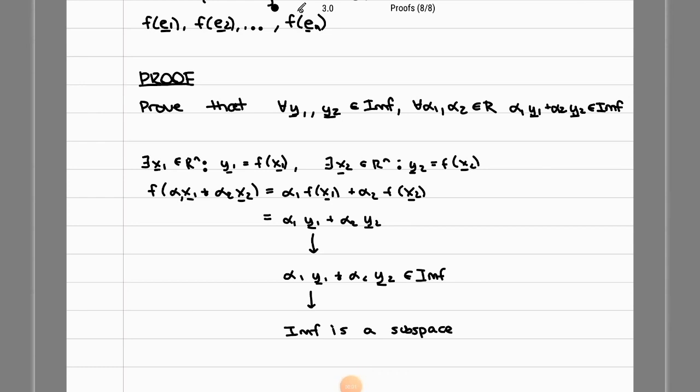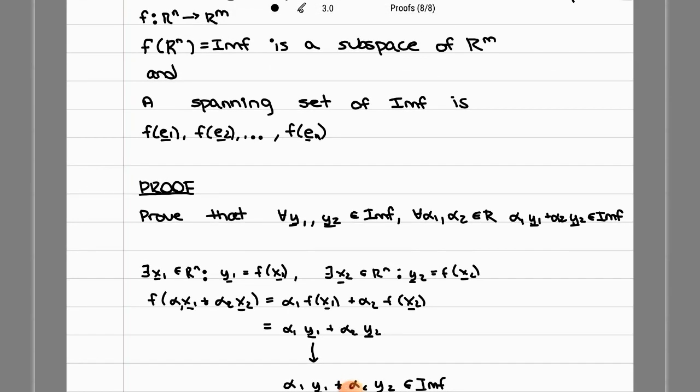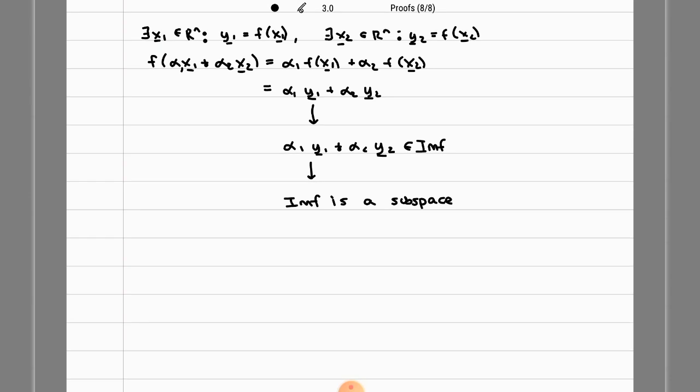So for the second part of the proof, we have to prove that a spanning set of the image space is given by the columns of the representation matrix. So to prove that something is a spanning set, we need to prove that everything in the image space can be written as a linear combination of those vectors. So for that, we say that if we take a y vector in the image space, there's going to be a corresponding x vector that gives you the y vector when you plug it in.